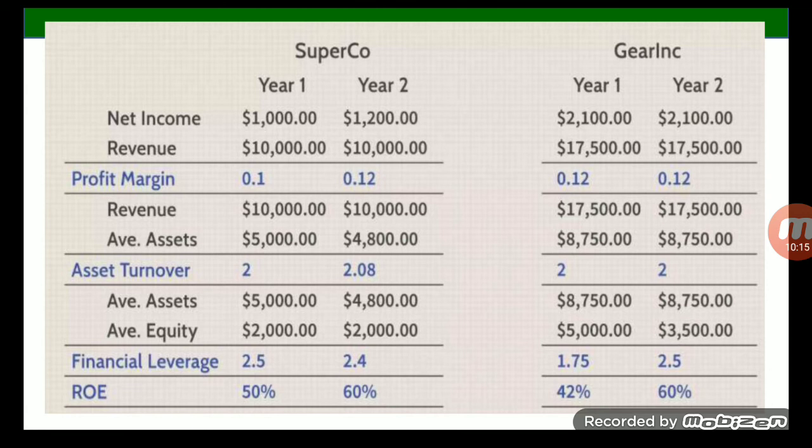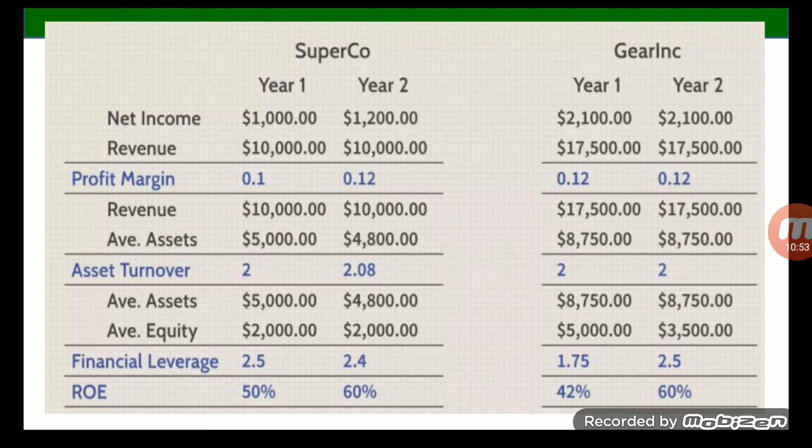17,500 is the revenue in the first year for Gear International, and in the second year also. So when we calculate profit margin, it is 0.1 for Super Company in the first year and 0.12 in the second year. It is 0.12 for Gear International, the same in the next year also. Now take the second formula, that is asset turnover.